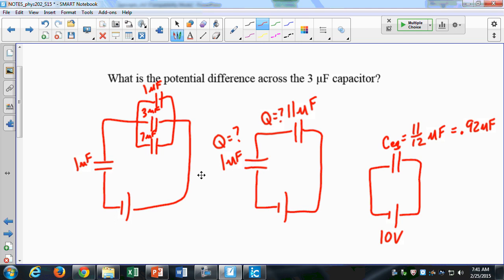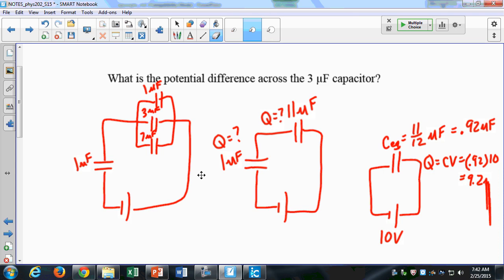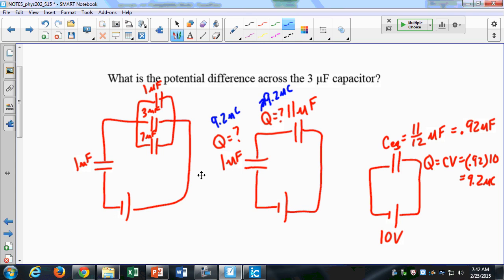All right, so here I can find the charge, Q equals CV. That's equal to 10 times 0.92, which is 9.2 microcoulombs. Then I can say, well, I have 9.2 microcoulombs here and 9.2 microcoulombs here. That's my charge in both cases. And since I have 9.2 microcoulombs, I can say V is equal to Q divided by C.